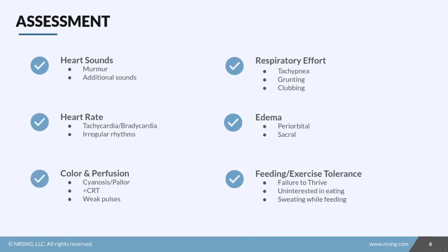Okay, so for your assessment of a child who has a congenital heart defect, you already know how to do a cardiac assessment. So I'm just going to highlight for you a couple of different things to think about when you're assessing kids. So for the first thing here, you're definitely going to want to listen to those heart sounds, and you're going to want to check that heart rate.